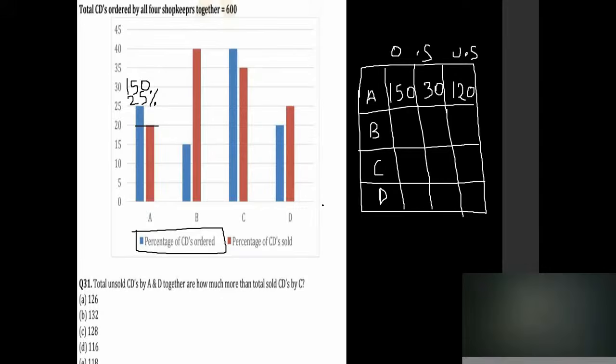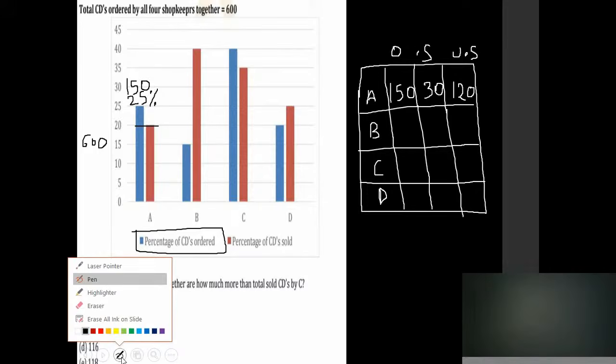Shop B ordered 15% of the CDs. So 15% of the CDs means, out of the total 600 CDs, shop B ordered 15%. So 15% of 600. 15 by 100 into 600. The zeros get cancelled. 15 into 6 is 90. Shop B ordered 90 CDs.